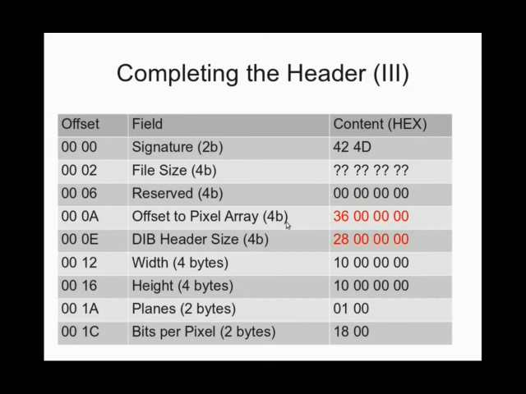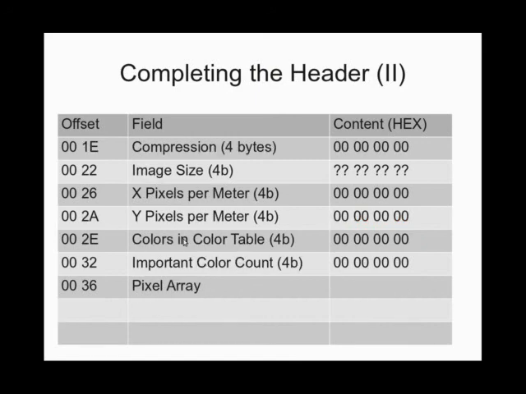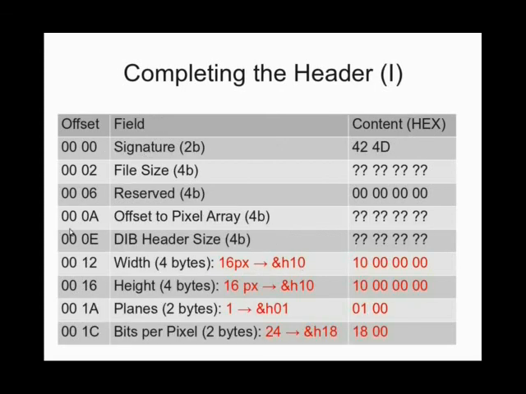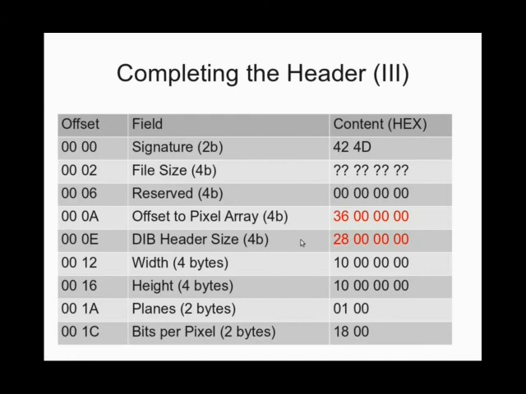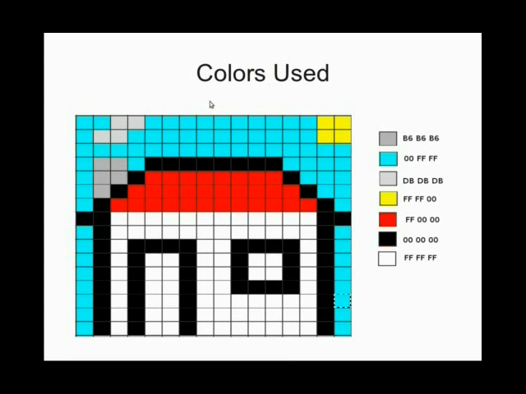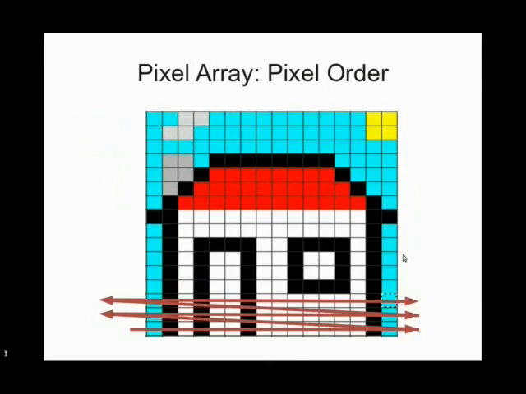Another field we can fill is the DIB header size, which is the size of the header of the image. It starts in this field, DIB header size, and it finishes with important color count in this case. So if we count the number of bytes, we can see that the number in hexadecimal is 28. The colors used in this image are these, B6.